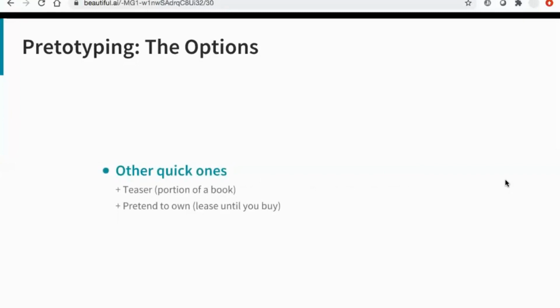Other quick ones. A teaser can be a portion of a book, or a little smaller part of whatever you're trying to do. Pretend to own is a lease until you buy. So if you have some sort of expensive equipment or machinery you would ultimately like to buy for your business, you can lease it until you buy to see if there's any interest from your customer. A good example of this would be, if you had an interest in creating an eco-friendly car rental service, instead of buying a whole fleet of eco-friendly cars, you could rent those at first and then rent them out to a customer at a premium to see would anybody even be interested in this.